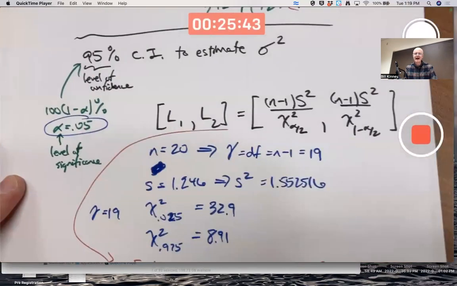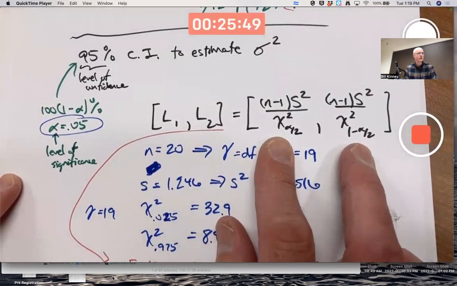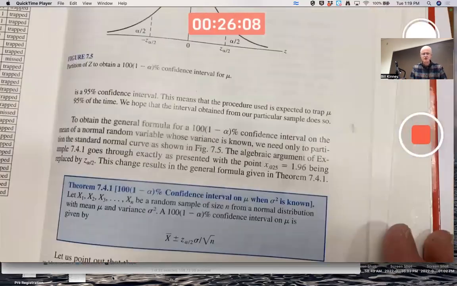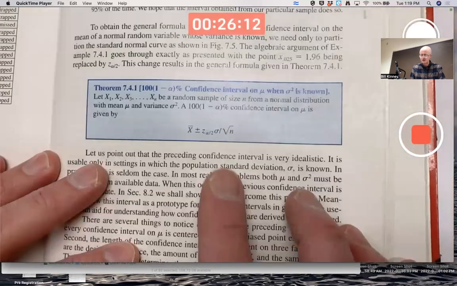With the interval we computed with this formula, it's not centered on S squared. These numbers, the left and right endpoints, are not equidistant from S squared. So that's why we don't use the plus or minus notation here, because the chi-squared graph is not symmetric, whereas the normal graph is. That's what you used, and that is what is most accurate if you pretended like you knew sigma.